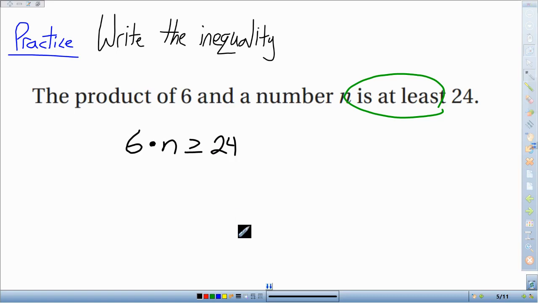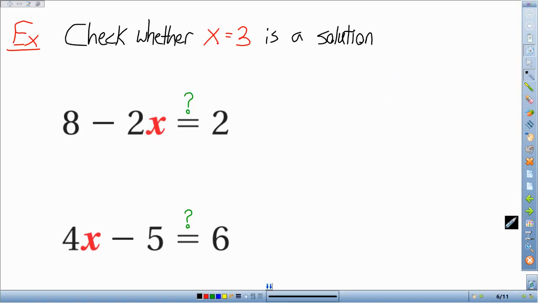There is our inequality. And again, if we wanted to write it a little bit nicer looking, 6n greater than or equal to 24. Okay, it didn't ask us to solve it, so we won't. We'll just leave it as is. Okay, let's keep moving. The next example is asking us to check whether x equals 3 is a solution.